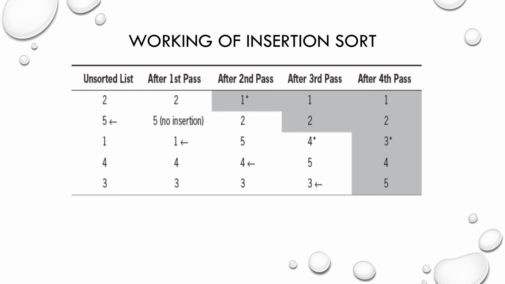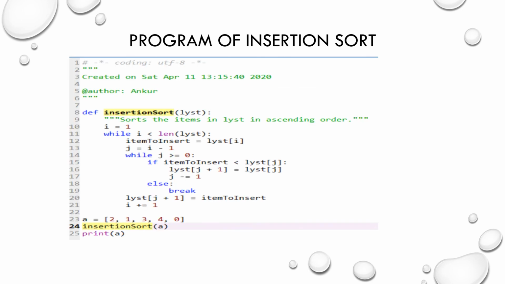Now, this is the program for insertion sort. For example, this is the array which we have to sort, and we have passed it to the insertion sort function. Here, we have first given the index number 1 to i, and we are checking if i is less than the length of the list. If so, then we want to insert the item of list of i. We set j equal to i minus 1. If j is greater than or equal to 0, and the item to insert is less than list of j, then list of j plus 1 gets the value of list of j.